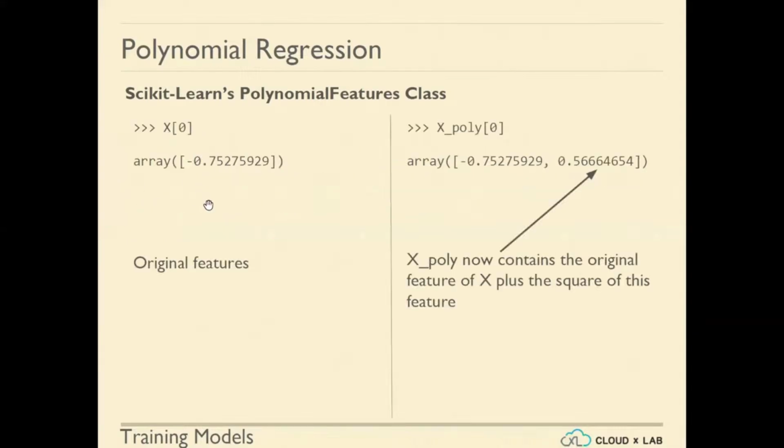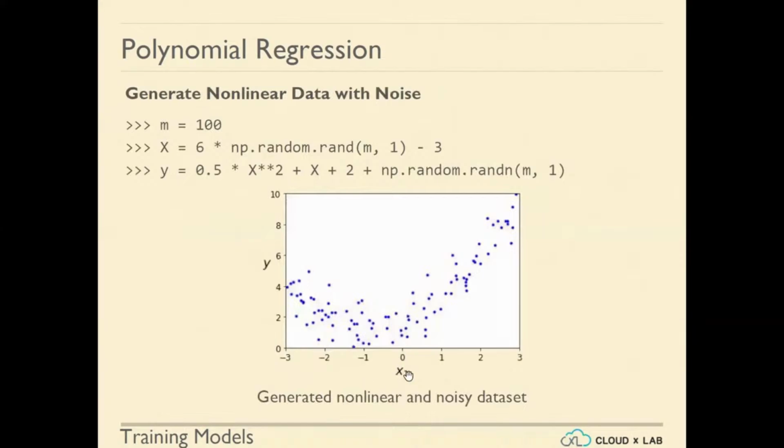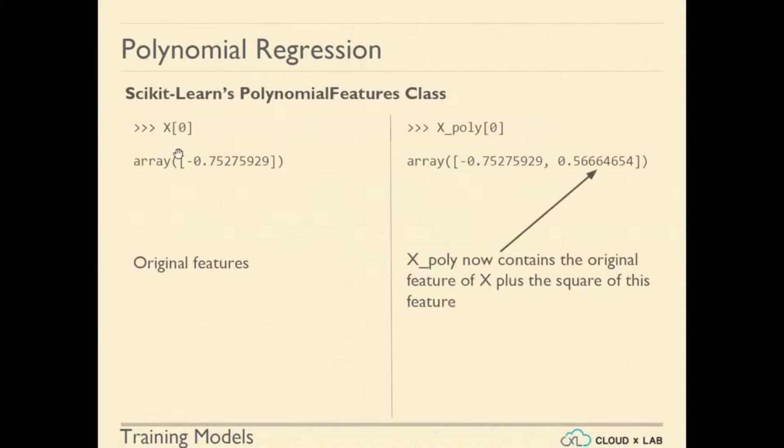So here originally we only have one feature, x1. Here we are printing the first data point from our training data set. Originally we have only one feature, but after adding polynomial features, we get one more extra feature, and this feature is nothing but x1 square. Originally we had x1, and now we get x1 square. So now we have two features, x1 and x1 square.